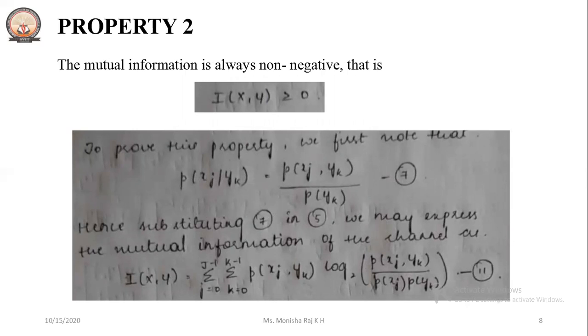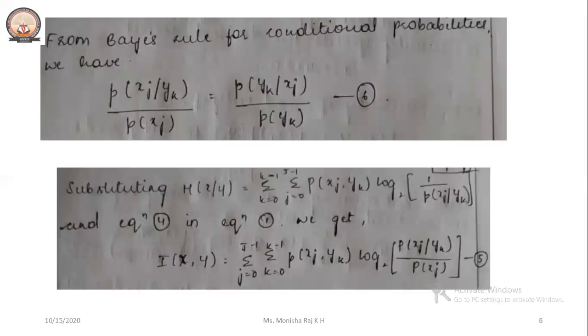Hence, substituting 7 in equation 5, which we got in the property 1 derivation, we may express the mutual information of the channel as: I(X;Y) = summation j = 0 to J-1, summation k = 0 to K-1, p(xj, yk) log of p(xj | yk) by p(xj).